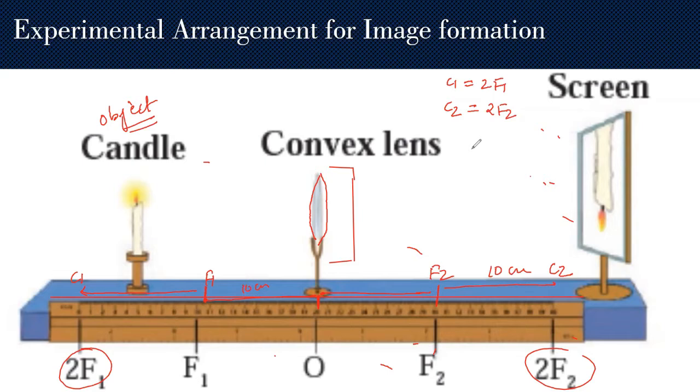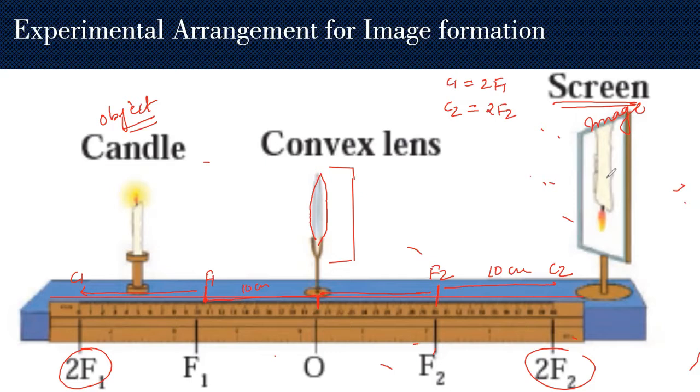Now, over here, this is the screen. Why do we use a screen? Because real images cannot be seen otherwise, right? Real images which are obtained are always obtained on a screen. Then only we are able to see them, and they are inverted. So if you observe this object, the candle, we will get an image of this candle on the screen in an inverted format. That means it is a real image. Understood?